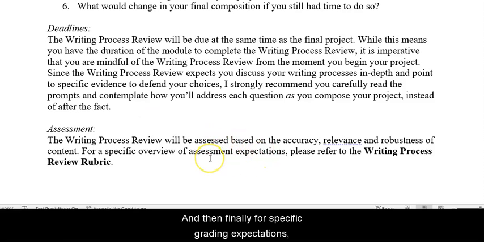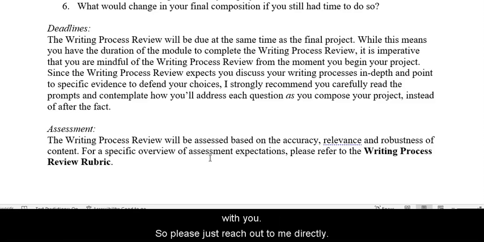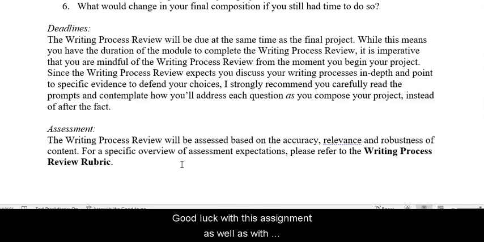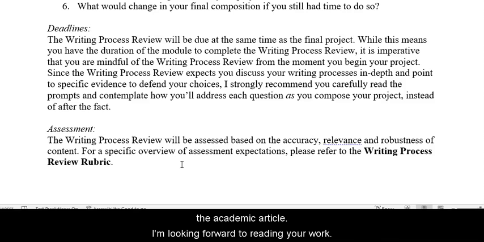And then finally, for specific grading expectations, please make sure you consult the writing process review rubric. And if you have questions about anything, I am always happy to chat with you, so please just reach out to me directly. Okay, thank you so much for some of your time. Good luck with this assignment as well as with the academic article. I'm looking forward to reading your work.